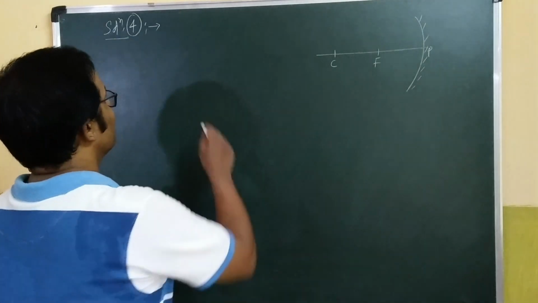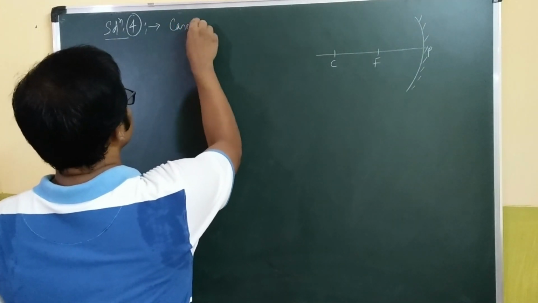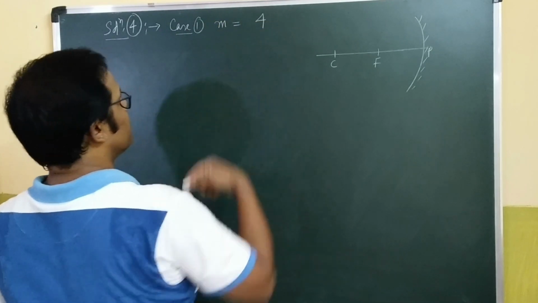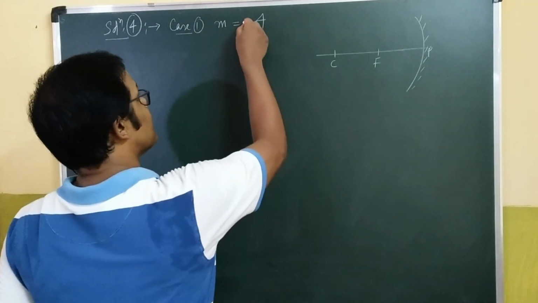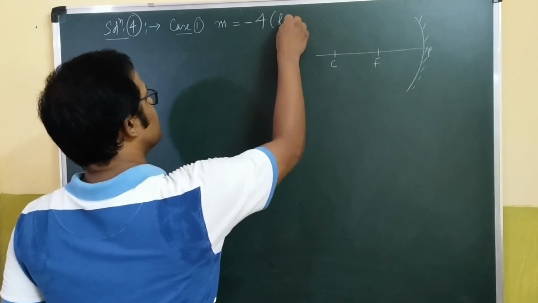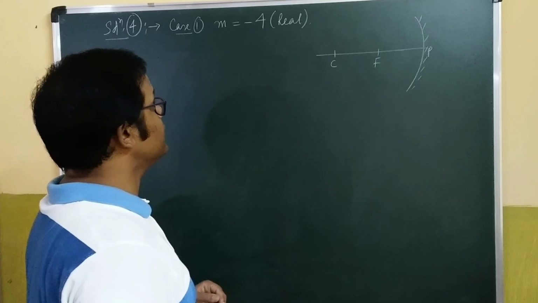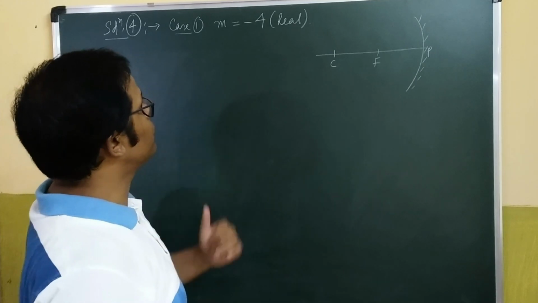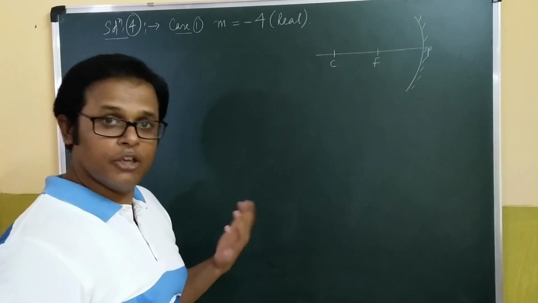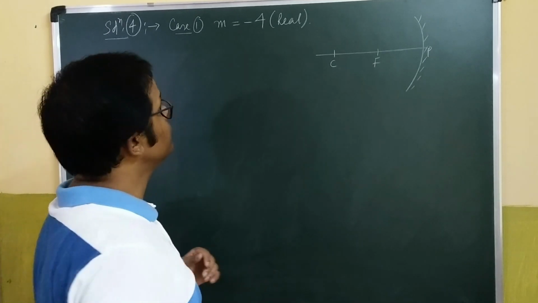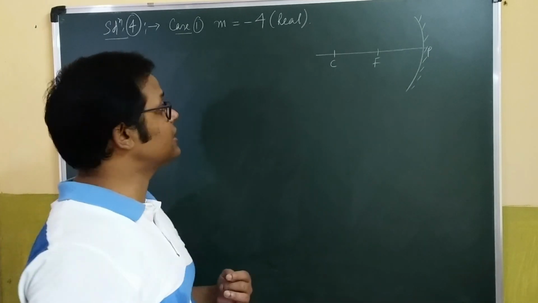So let us say case 1 given to us is m equals 4. But don't forget the very crucial sign, minus, because the image formed is real. But I need to find the focal length of this mirror. So how can I move forward? I know m equals minus v by u. I also know m can be written as h dash by h. But I don't have the focal length connected to that.